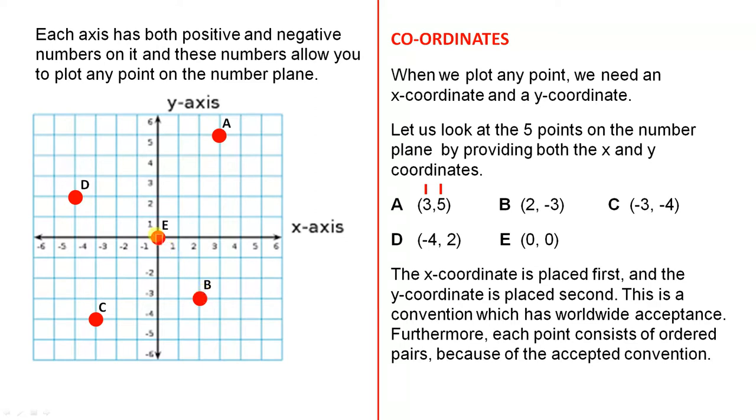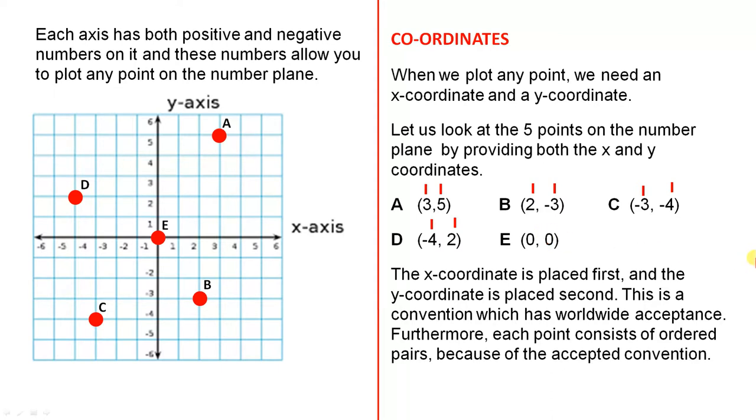Here is B. We start at 0, 0, which is the origin, 2, negative 3. There it is there, 2, negative 3. Point C, negative 3, negative 4. There we go. There's the point D there, negative 4, 2. There we go. And finally the origin itself, which is 0, 0.